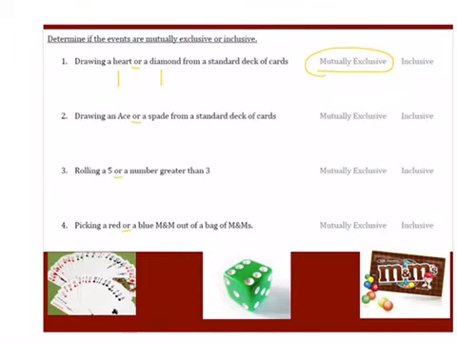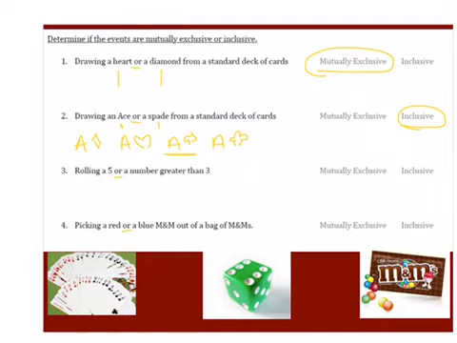Number 2, drawing an ace or a spade from a standard deck of cards. Well, if I'm thinking of my deck of cards, I have the ace of diamonds, the ace of hearts, the ace of spades, and the ace of clubs. Okay, so I can be an ace and a spade. I have that right there. So since I can be both of them at the same time, that is an inclusive. They do affect each other.